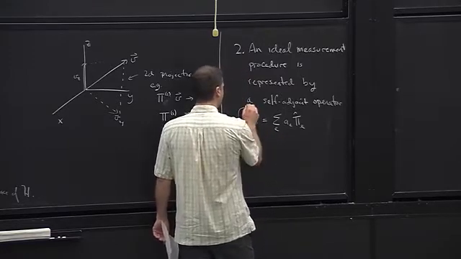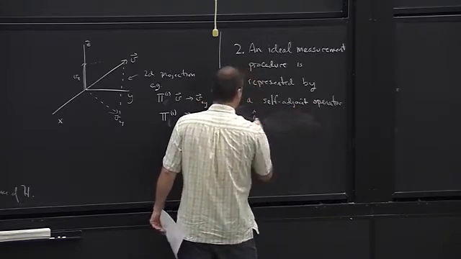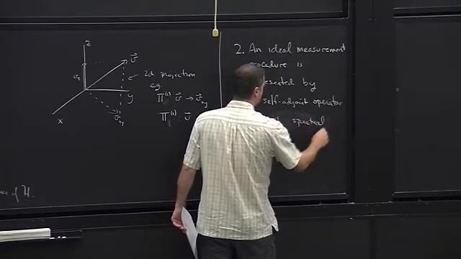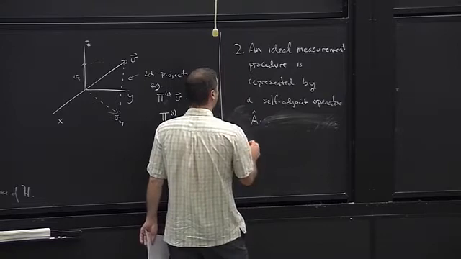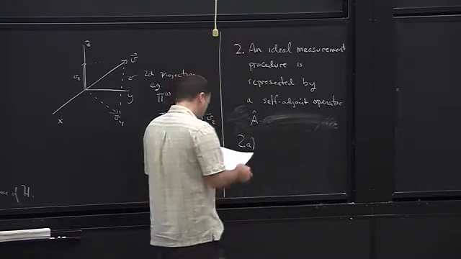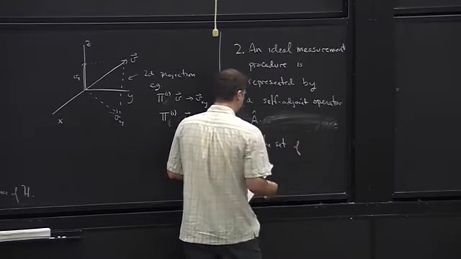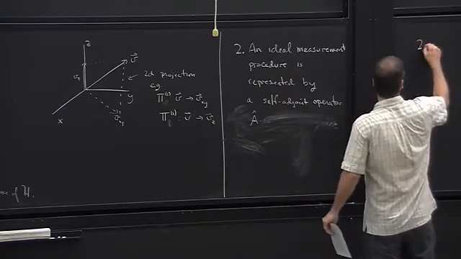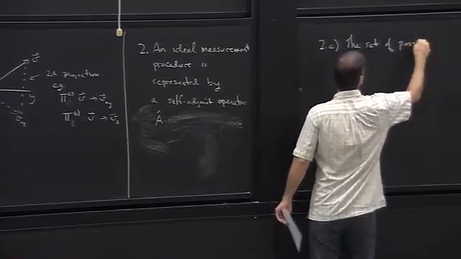A self-adjoint operator A with, okay, let me just stop there. Now I'll just point out part A of this. But I'm going to write this up here because we're going to discuss this a little bit. So 2 is not complete. 2a is that the set of possible outcomes.